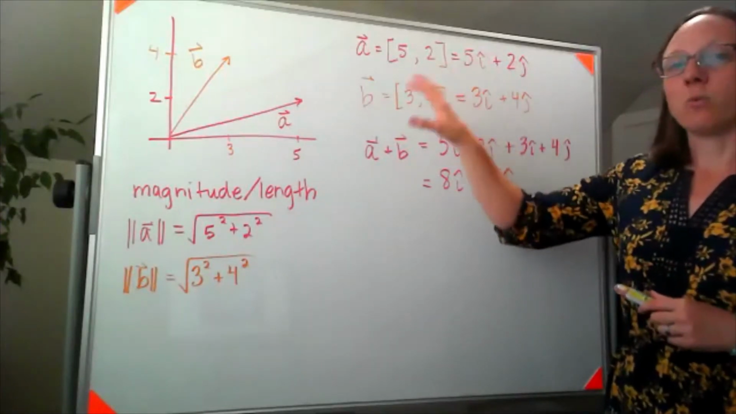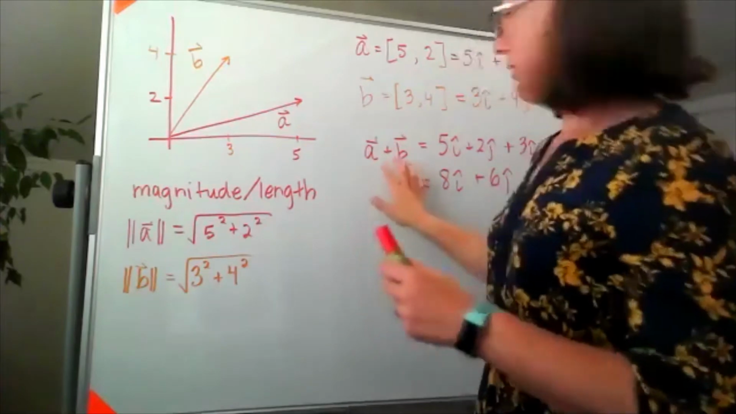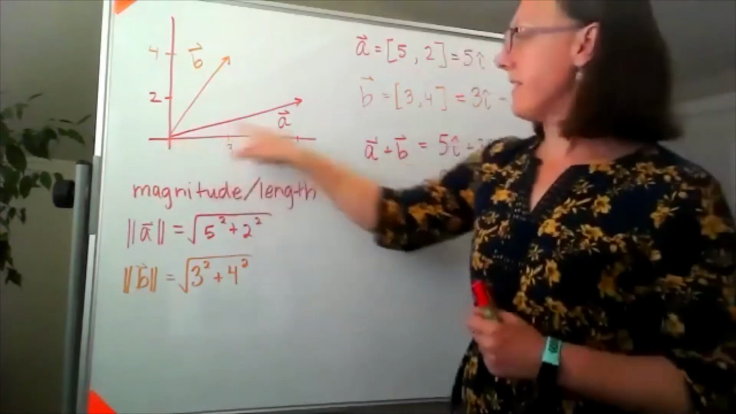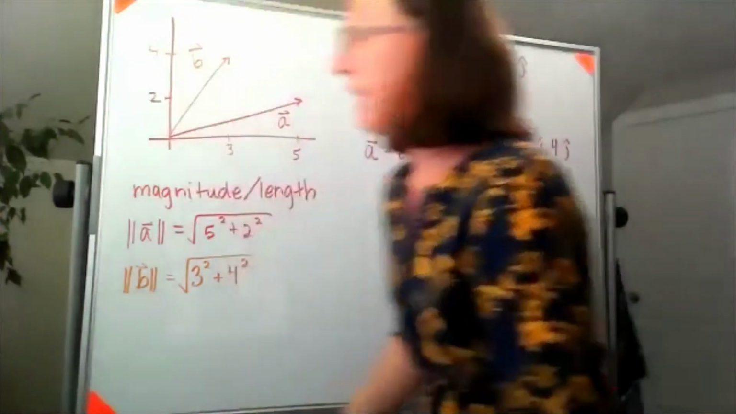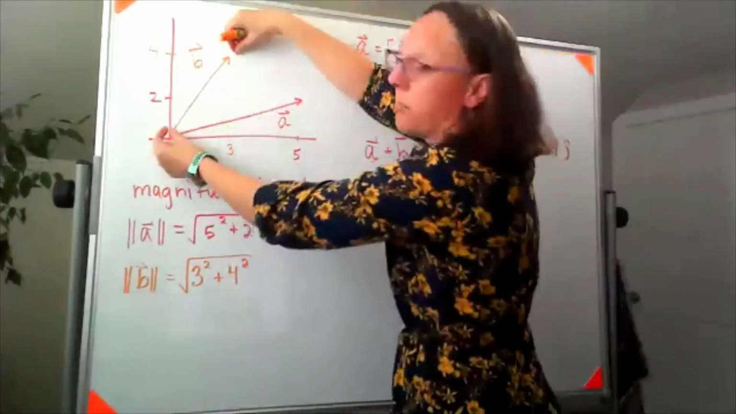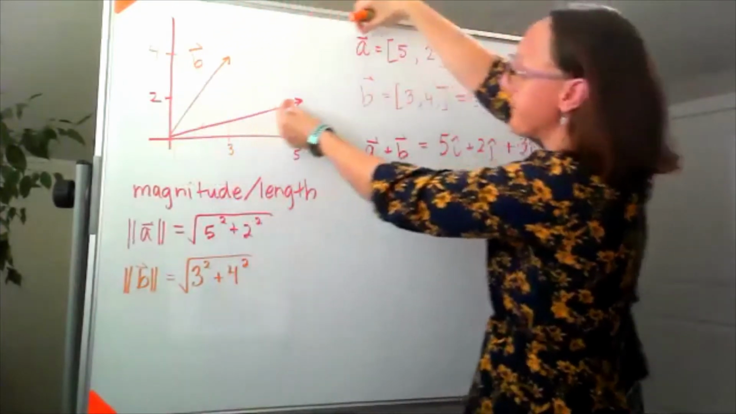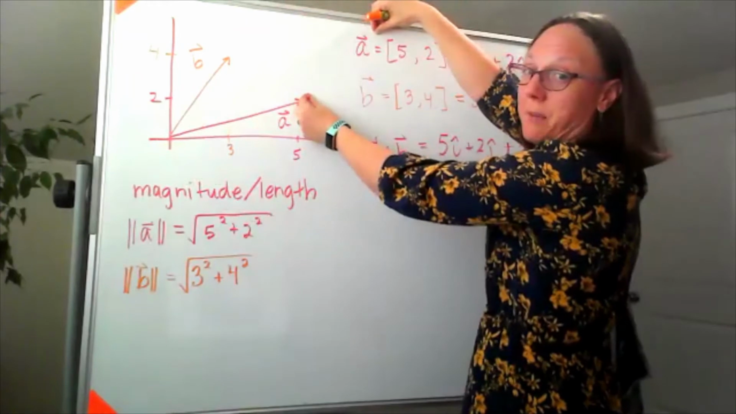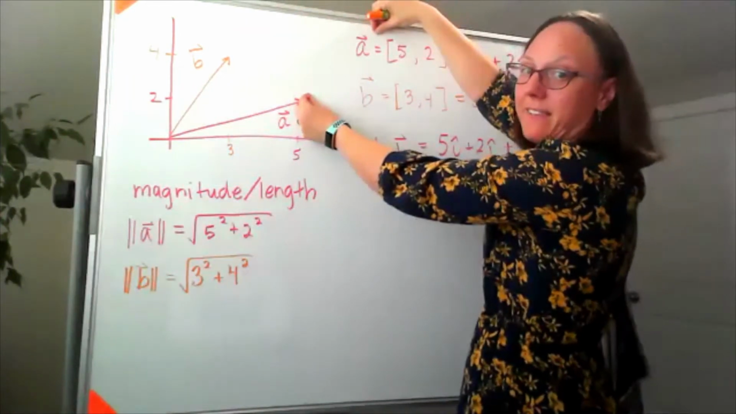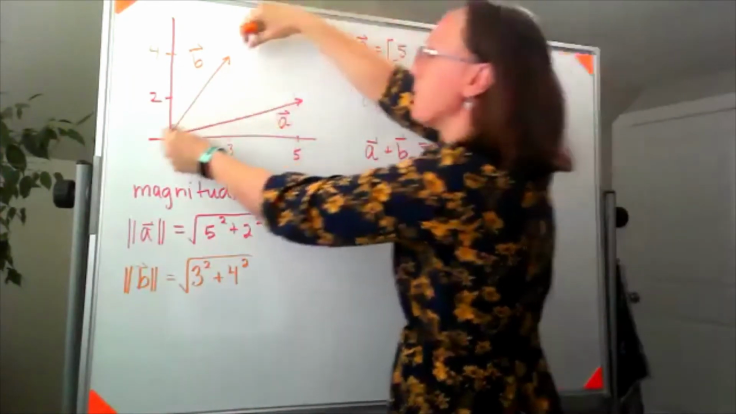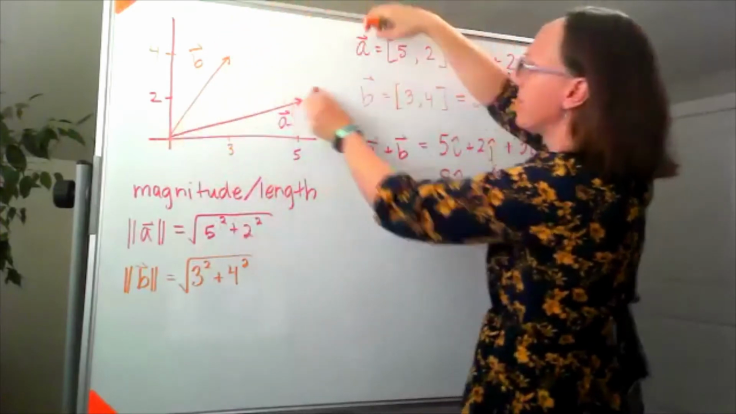If I did that graphically, for A plus B, I'm going to take that A vector, and then I'm going to imagine picking up my B vector and setting it over here. So I'm keeping the same angle and the same length. I'm just moving the vector from here to here.